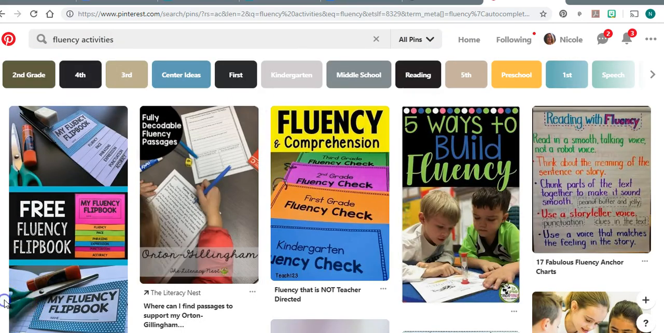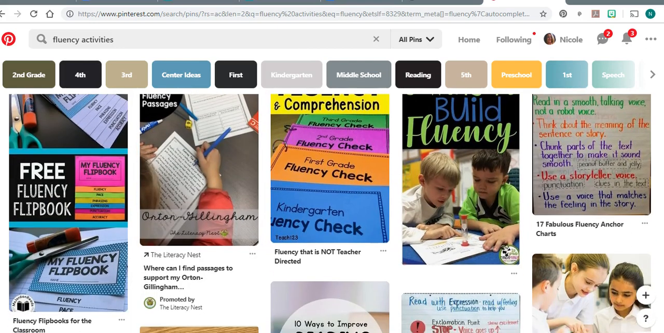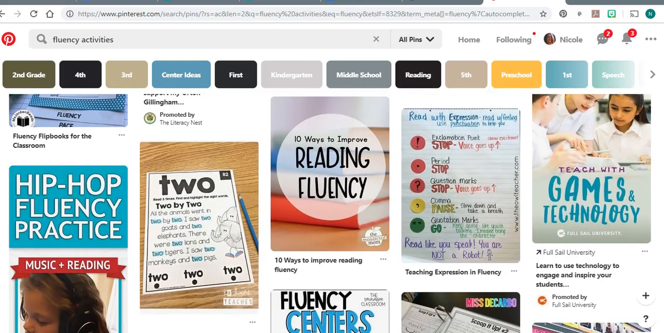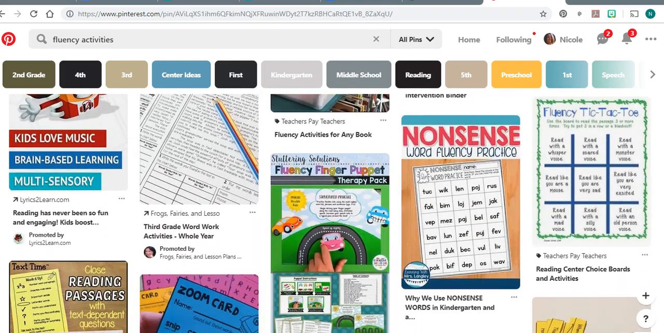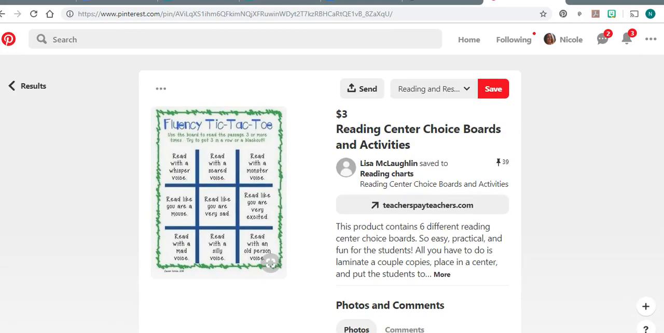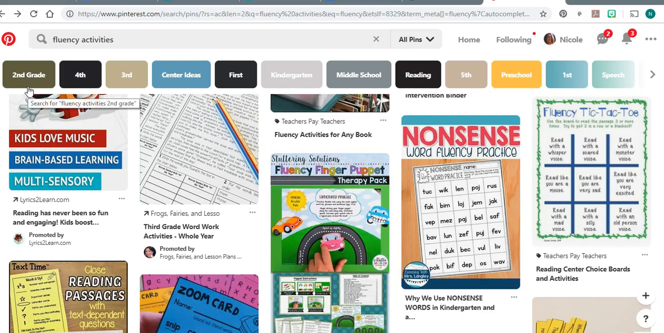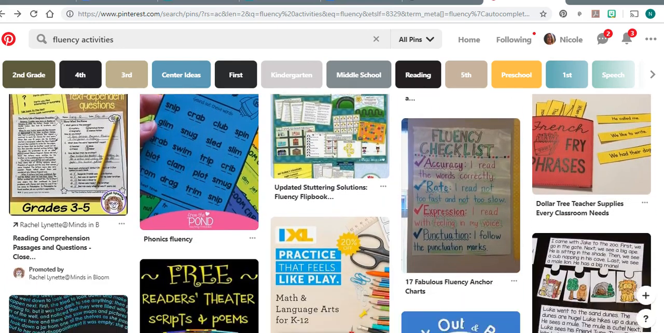And I can find all of these. Okay, 5 ways to build fluency, and you click on them and you get more information. I like this. So fluency tic-tac-toe, this is a way to read something multiple times but keep it engaging. You'll see that sometimes it'll send you to Teachers Pay Teachers and want to charge you for it. But hello, you can just make one of these, right? So I wouldn't spend your money on Teachers Pay Teachers, but get the ideas here and then kind of create your own.